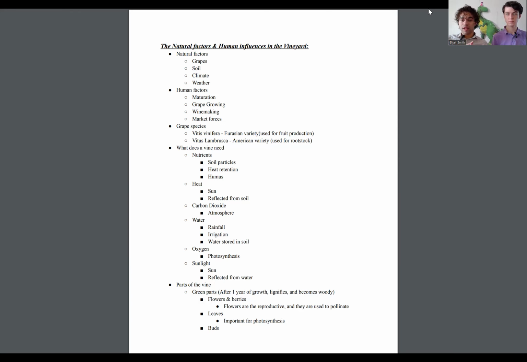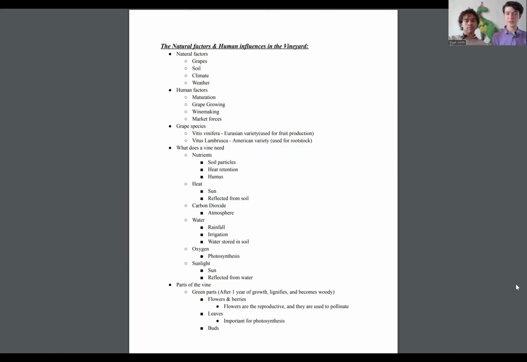That's maturation, which can be a decision on the winemaker's behalf. Grape growing, which is another decision that the winemaker can make. Who would have thunk it? Winemaking is a decision the winemaker can make. Crazy. And then something that's sort of outside of the winemaker's control in most instances, the market forces. The market forces sort of drive themselves based on consumers' wants and desires, as well as the supply chain, whether it's in surplus or in shortage.